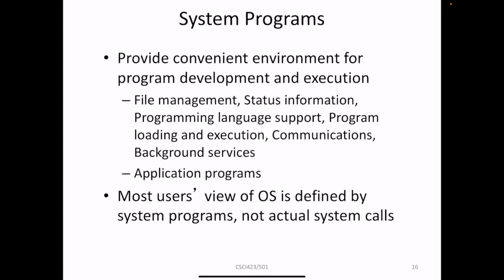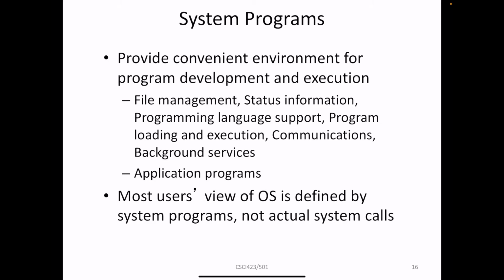Besides the system calls, the operating system provides system programs, which are usually treated as part of the operating system. The system programs provide a convenient environment for program development and execution. For example, we need system programs to help us manage the file system, and to check system status information, such as what is the CPU occupation status? What is the memory occupation status? And how many processes are running in the system?